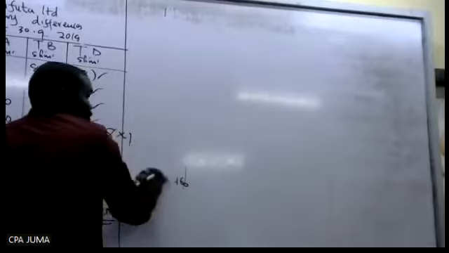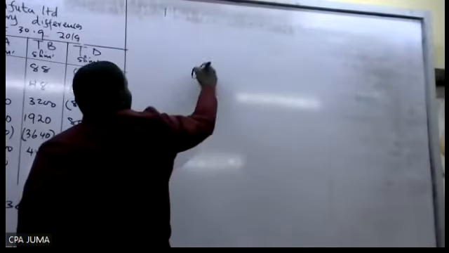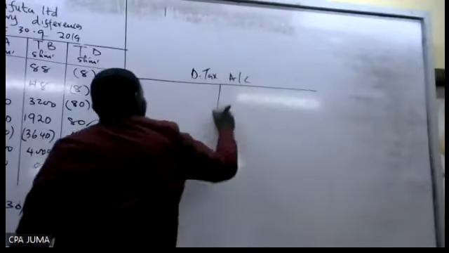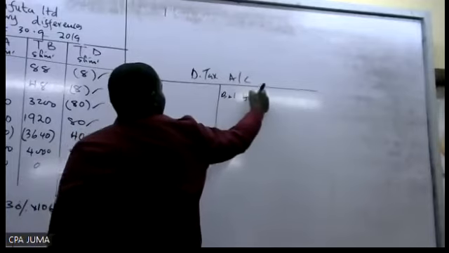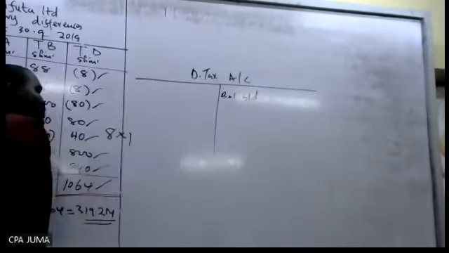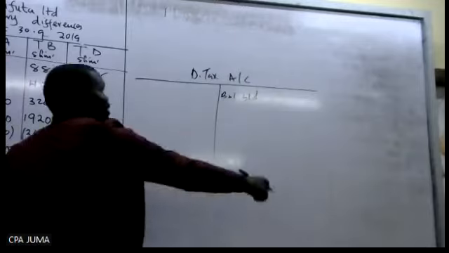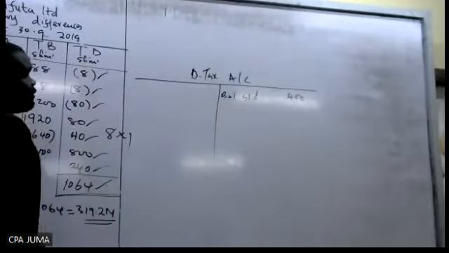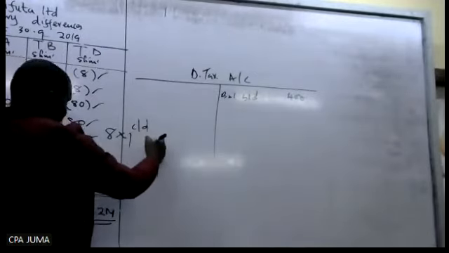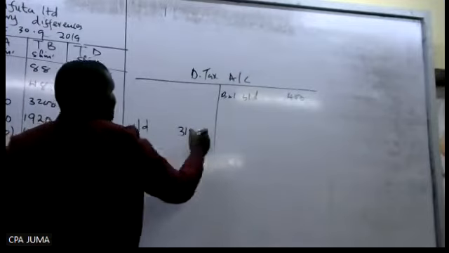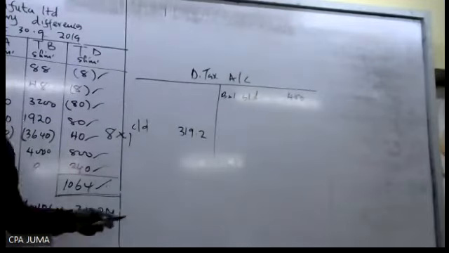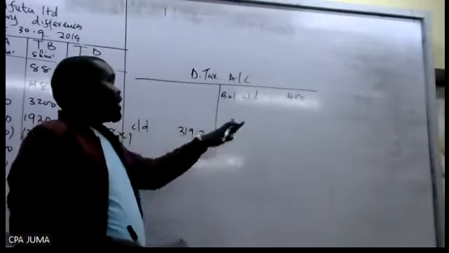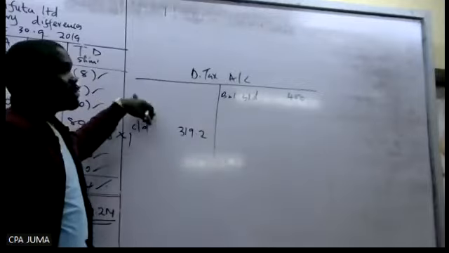Deferred tax account. Balance brought down, the 400. So we have 400. Then at the end of the year, we have calculated 319.2. So I will comfortably take the decrease. Decrease is an income, tax refund. The decrease from 400 to this, I will comfortably take it to P&L.